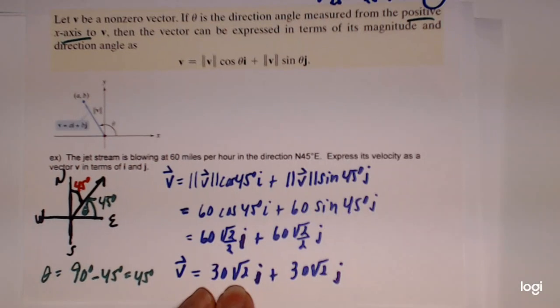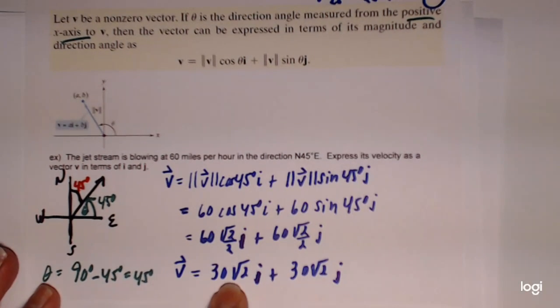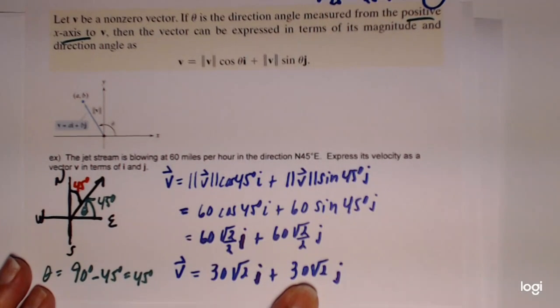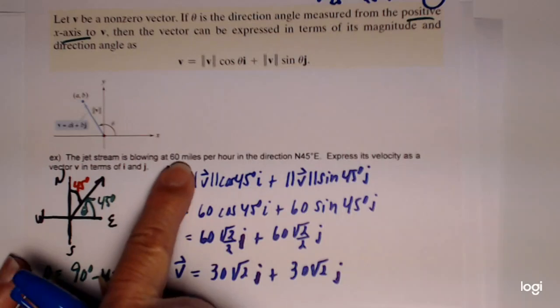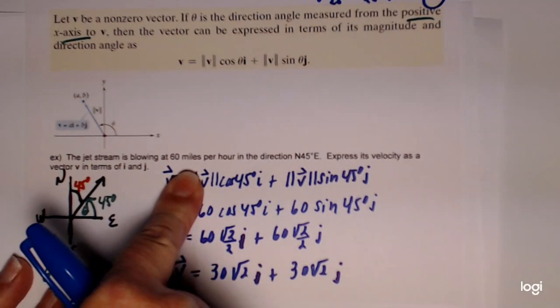Now we can see A would be 30 times the square root 2, and then our B would be 30 square root 2 also. So in this instance, A and B are the same. We're not asked to find the magnitude, but if we were, well, we're given the magnitude. If we were to use our magnitude formula with this information, we would get our 60 miles an hour.